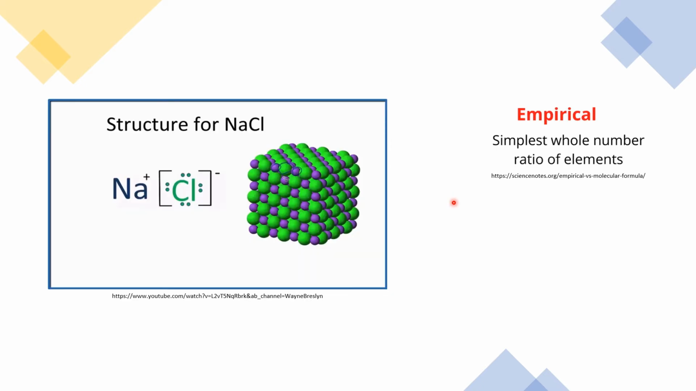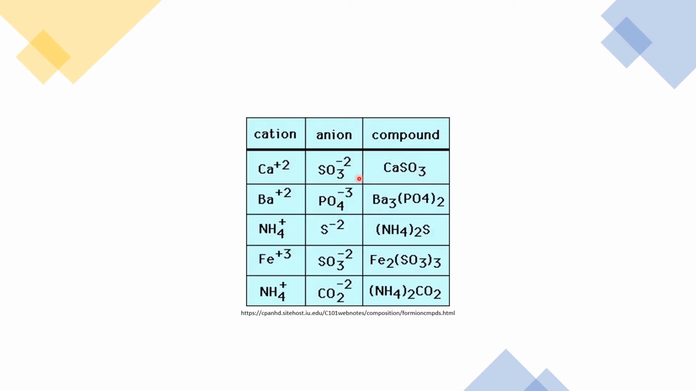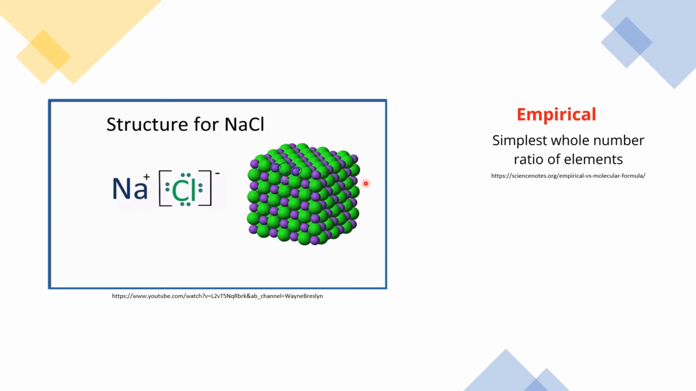Now that becomes really important for ionic substances in particular, because we actually use empirical formulas all the time. We don't have molecules of ions that look like this because they follow a repeating pattern or a crystal structure like we looked at a few weeks earlier.